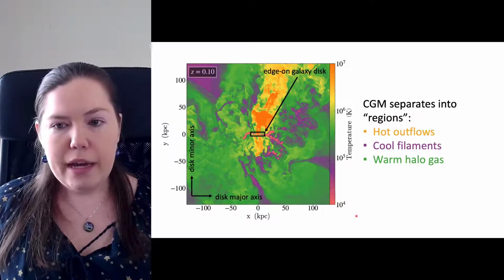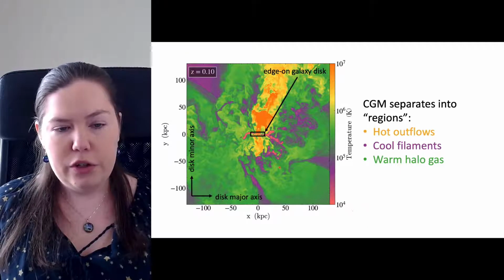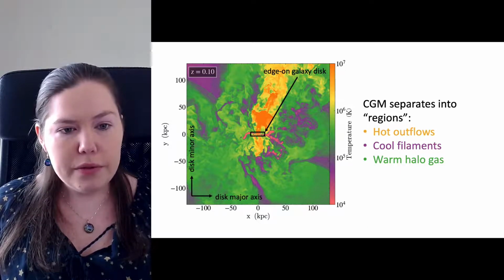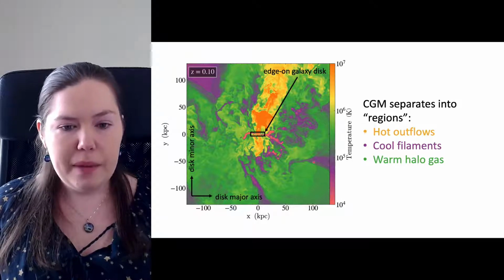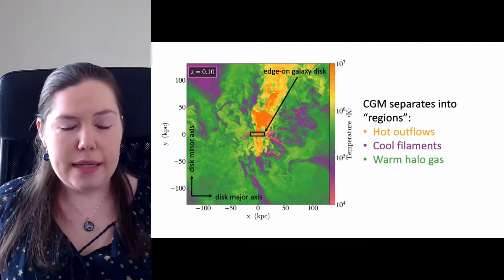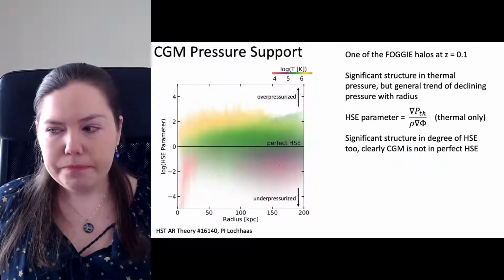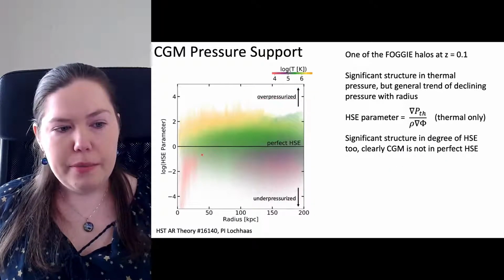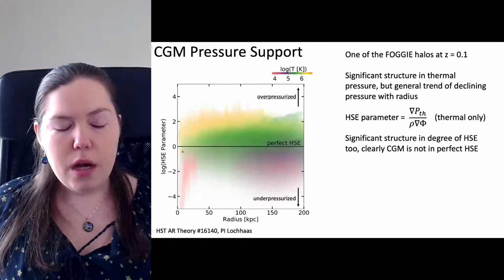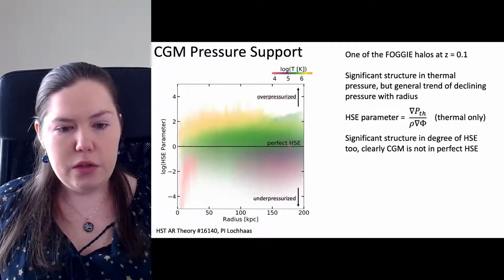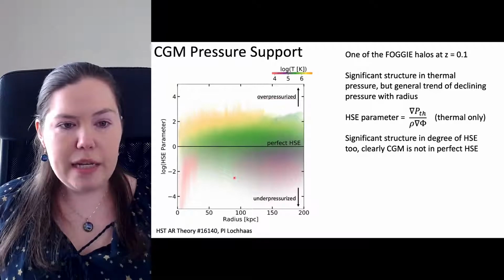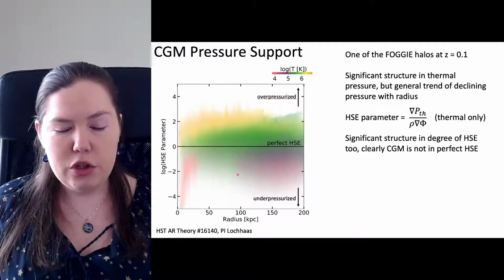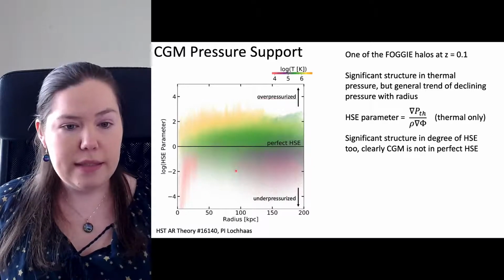So I just mentioned that we can break down the CGM into a few different regions, such as the hot outflows above and below the disk, the cool inflowing filaments poking in from the edges of the box, and the warm halo gas that makes up the rest of the CGM. If we plot our HSE parameter as a function of radius now, we can tell that while there is some of the CGM that is in perfect hydrostatic equilibrium, there is still a huge range in values here. On this plot, each point is one cell within the simulation, and they're color-coded by the temperature of that cell.